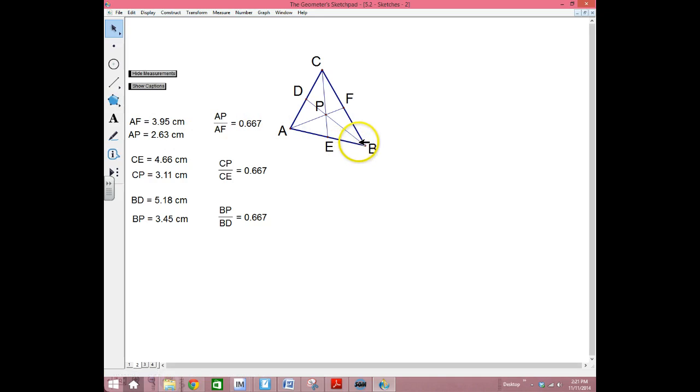Same thing over here. BP is the short segment. BD is the whole segment. BP over BD is 2/3. CP is the short segment. CE is the whole segment. CP over CE is 2/3.